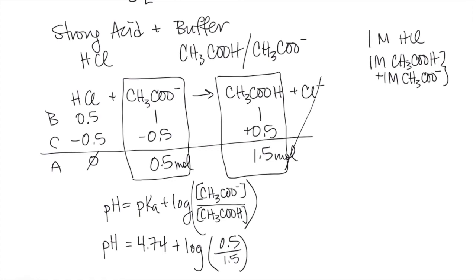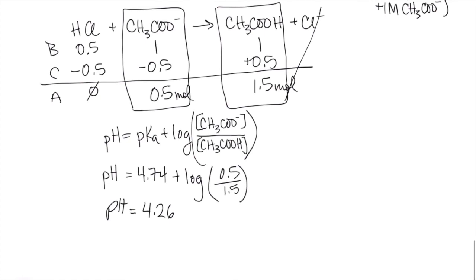Which is negative 0.48. And I end up with 4.26 as my pH. I like to do a little gut check with myself. If 4.74 is the pKa, I look at my mixture and I've got more acid than I do base in my buffer, so I do expect the pH to be lower. So my pH would be 4.26 here. Okay, that's my first situation.